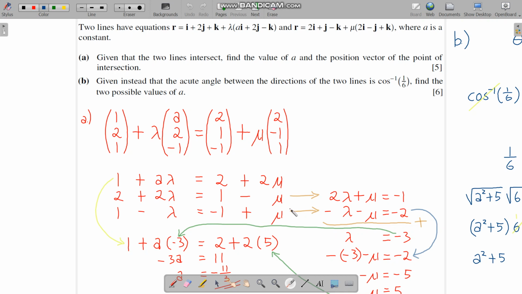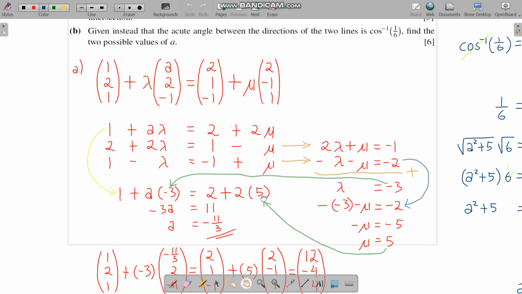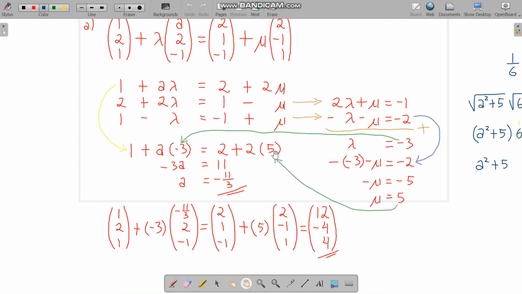And now from the last two equations we can rearrange: 2 lambda plus mu. You move minus mu to the left, we get plus mu. You move 2 to the right, you get minus 2. 1 minus 2 is minus 1. And we have minus lambda minus mu equals minus 2. You just add and you get lambda equals minus 3.